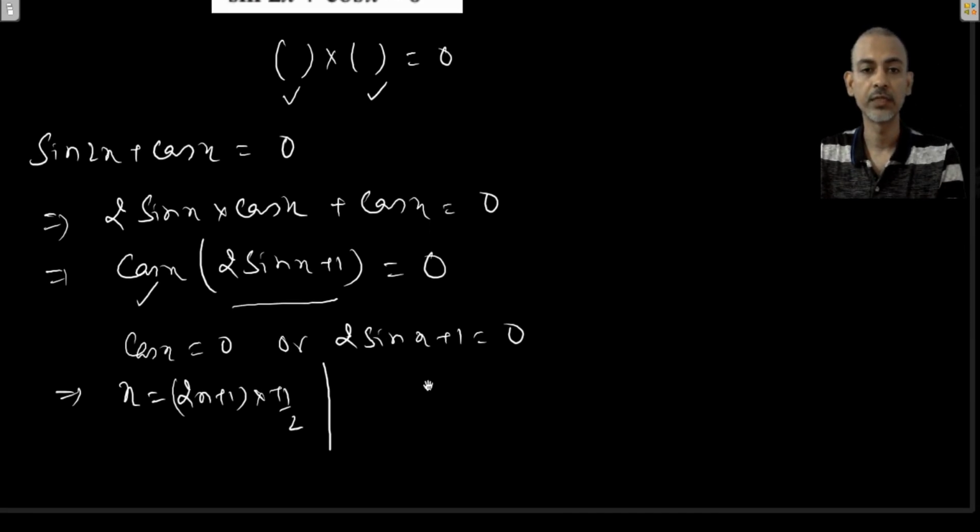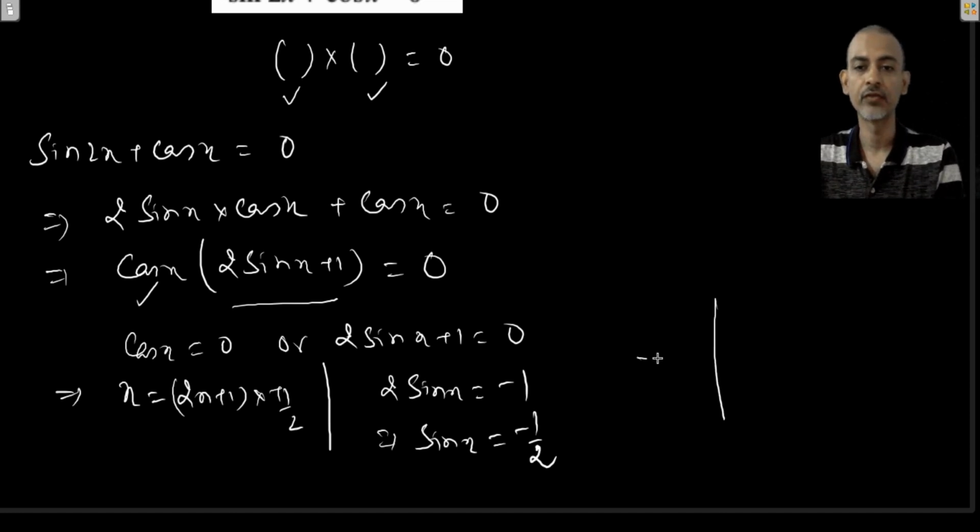When 2 sin x plus 1 equals 0, then 2 sin x is nothing but minus 1, and sin x will be minus 1 by 2. Now, my sin x is coming in negative. So where is sin x negative? In the third quadrant and fourth quadrant.